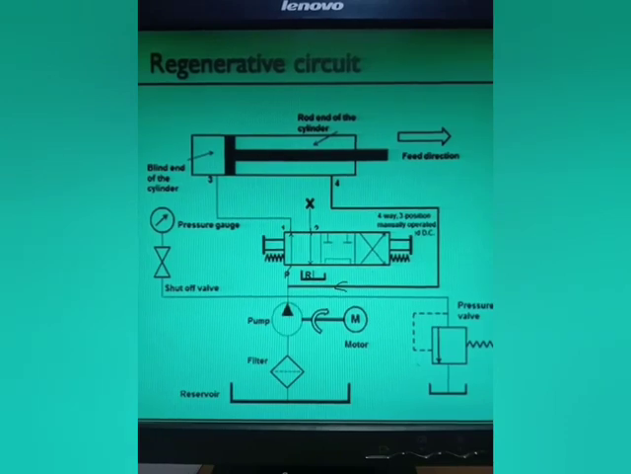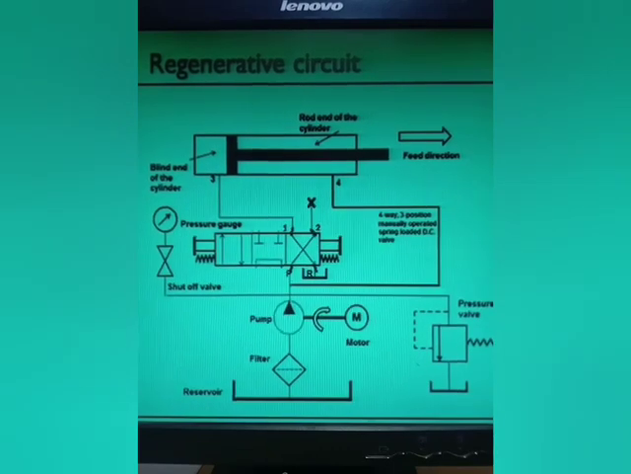But when the actuator is connected to the first position, what happens? Additional oil is added to the actuator, and due to this additional oil, the speed of the actuator increases. In second position, what happens? Only the discharge from the pump, the same oil, goes to the actuator, and the actuator moves in the backward direction with the normal speed, and from this line the oil will go to the reservoir.